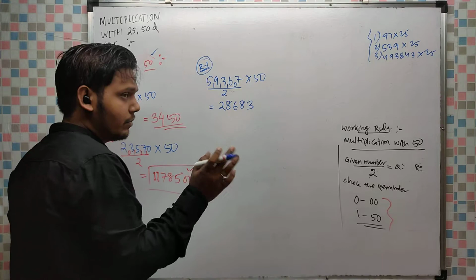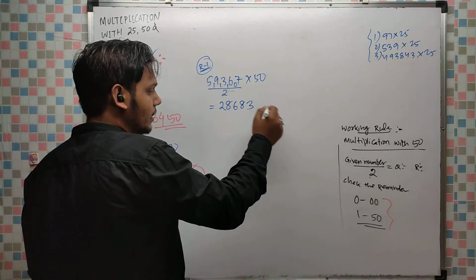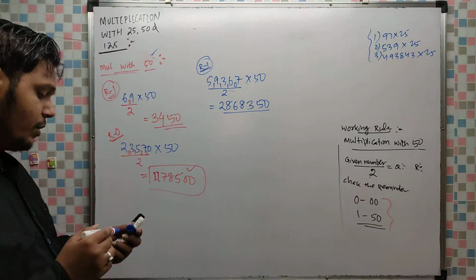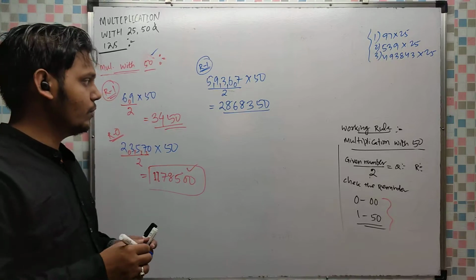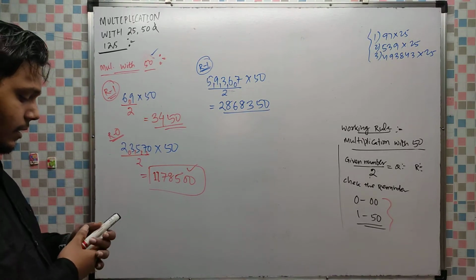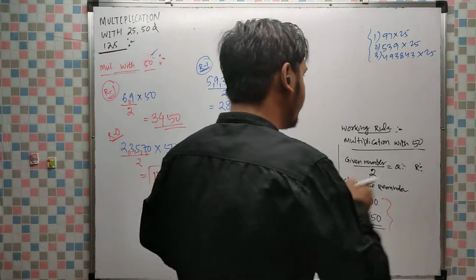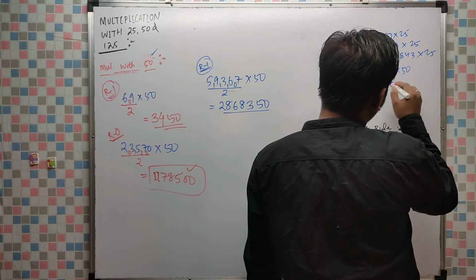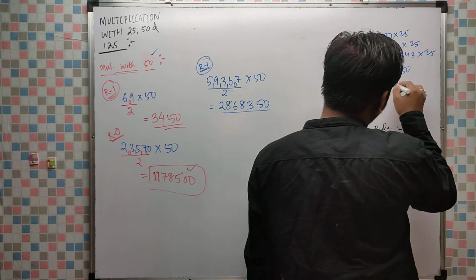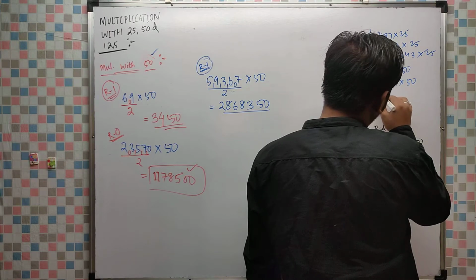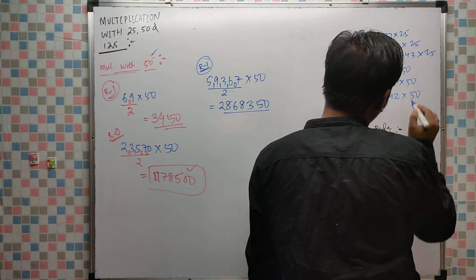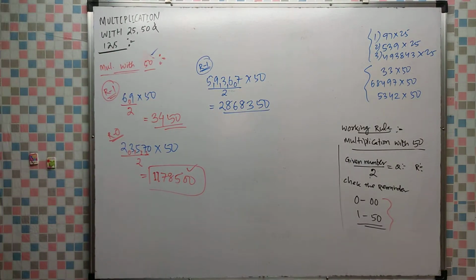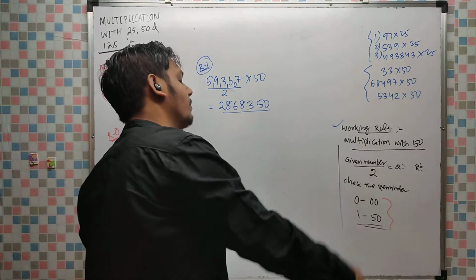Remainder 1 means I have to write 50. So 2968350 is your answer. Now you have to do 33 into 50, 68497 into 50, 5342 into 50. This is for 50. Take a screenshot, and this is the working. This one you should always make a note of.